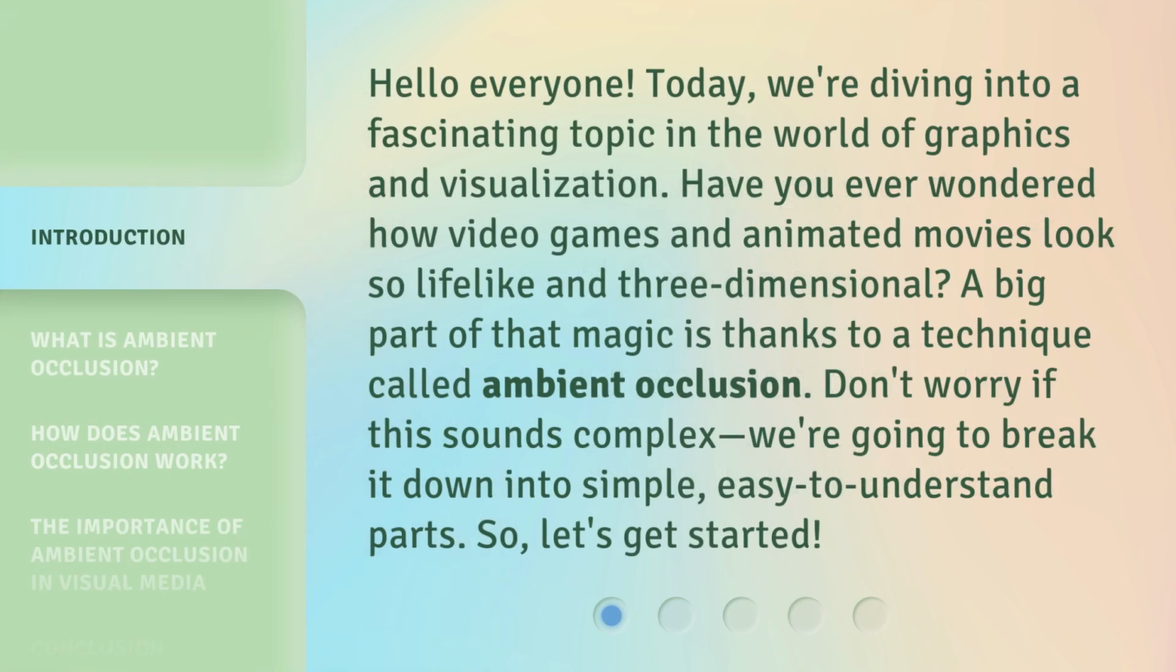Hello everyone, today we're diving into a fascinating topic in the world of graphics and visualization. Have you ever wondered how video games and animated movies look so lifelike and three-dimensional? A big part of that magic is thanks to a technique called ambient occlusion. Don't worry if this sounds complex. We're going to break it down into simple, easy-to-understand parts. So, let's get started.